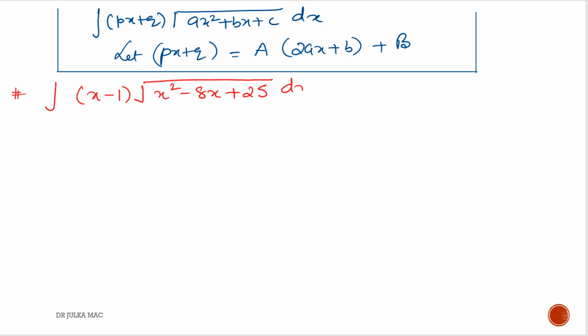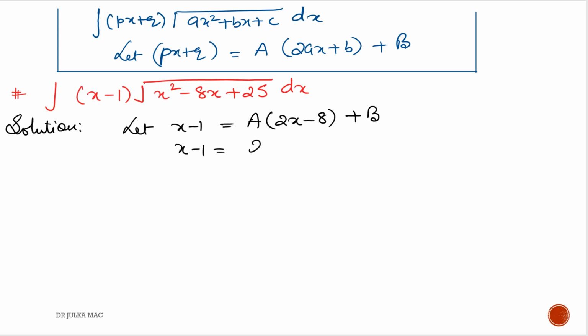We can explain with the help of an example. We have the quotient (x minus 1) in the root of x square minus 8x plus 25. X minus 1 is not equal to the derivative of x square minus 8x plus 25. So we let x minus 1 equal a times the derivative of x square minus 8x plus 25, which is 2x minus 8, plus b.